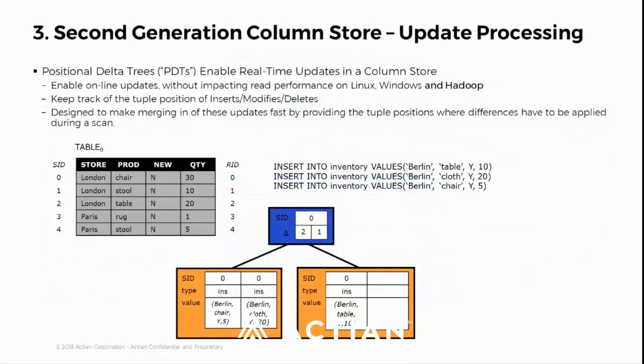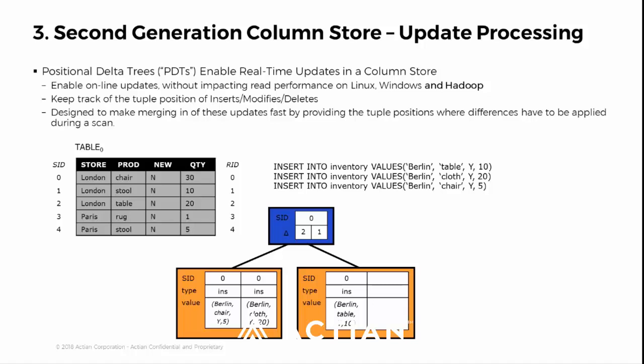The next characteristic that leads to our claim of being second generation is how we handle updates within the system. So Vector includes a capability that's referred to as positional delta trees. And these positional delta trees enable us to support real-time updates. And this is something that we can do on Linux and Windows, as you'd expect, but also on Hadoop, where the file system was designed for data to be written once and read ever after, with new data coming in as kind of an append to the existing data set. With Vector, we're actually able to support in real time inserts, updates, and deletes.